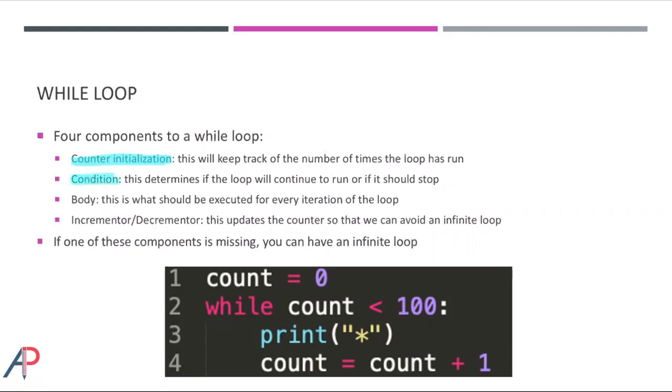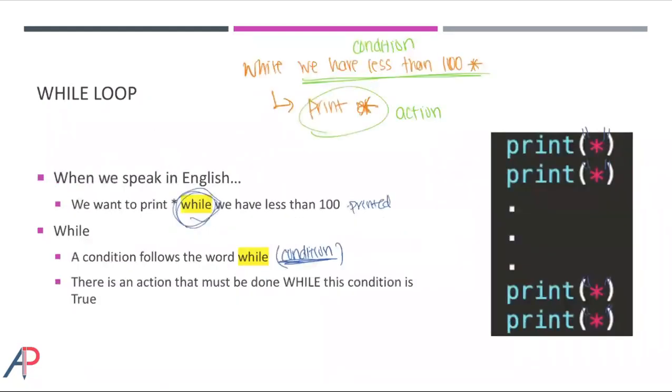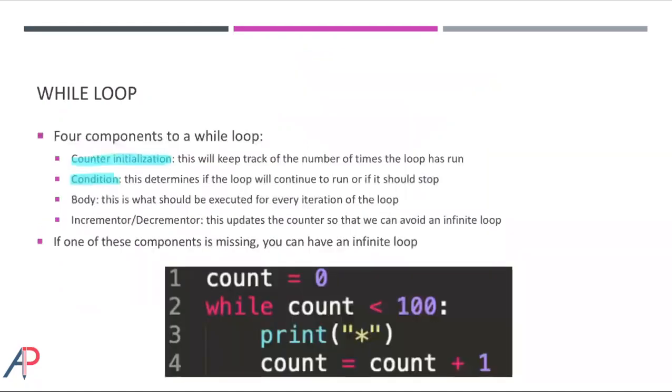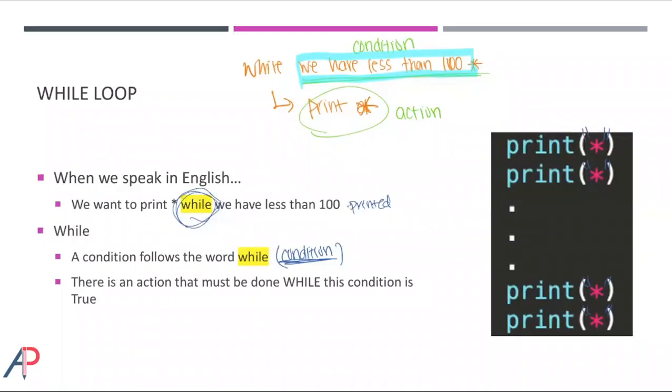We have our condition. This determines if the loop will continue to run or if it should stop. So here we have less than 100 asterisks. That is our condition. This will tell you if you have enough asterisks or if you don't. On top of that, we need a counter initialization, something that will count the number of times we have printed our asterisk.